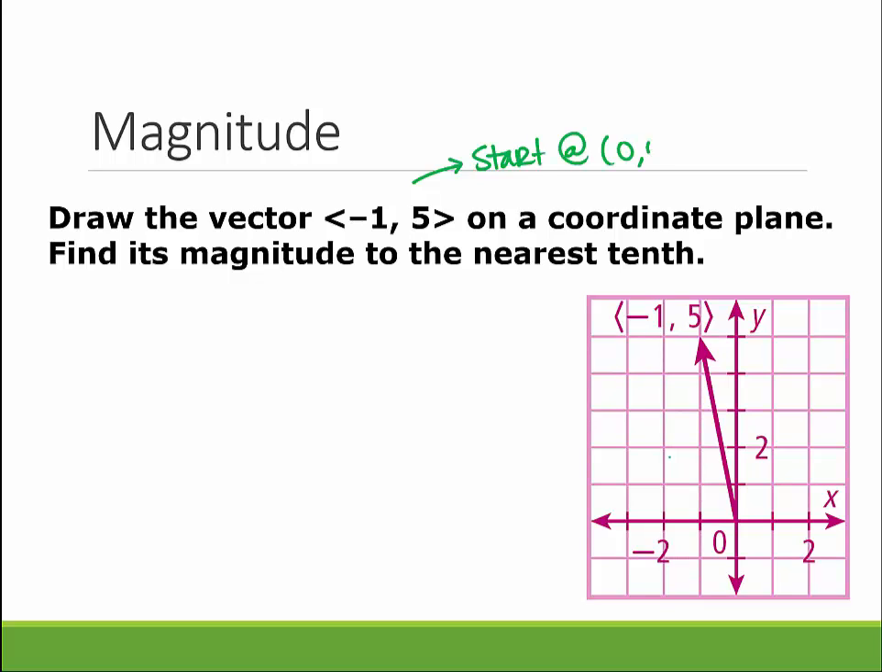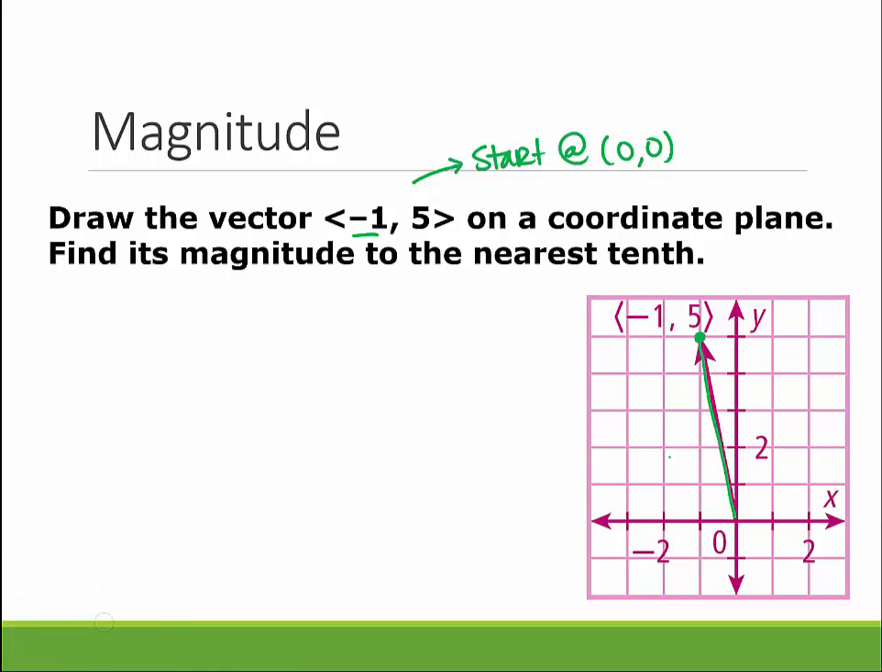And it doesn't really matter where you start, but 0, 0 is a good spot to start. And then this told me to move -1 on the X and then up 5 on the Y. So that's how we drew this vector. I want to find its magnitude, which means I want to know how long this part is.